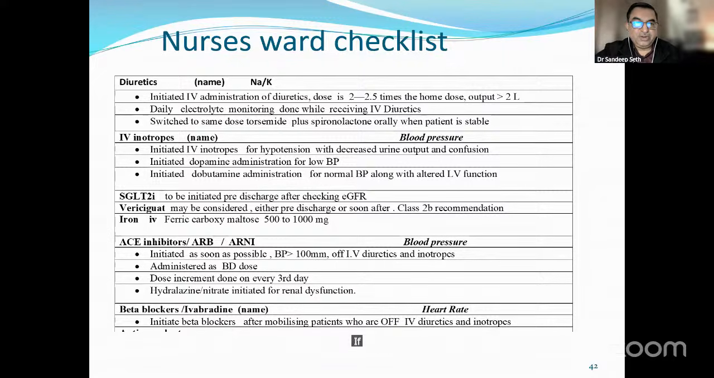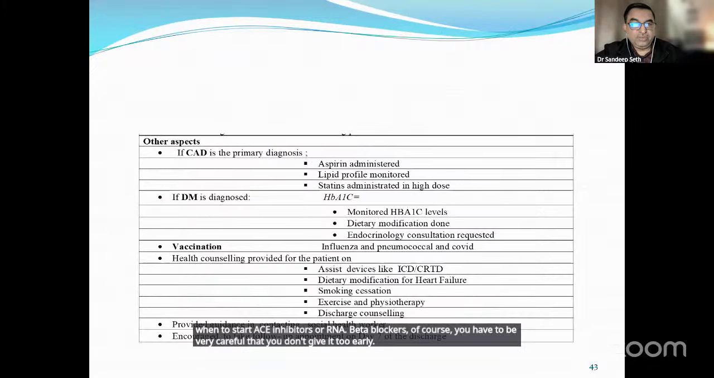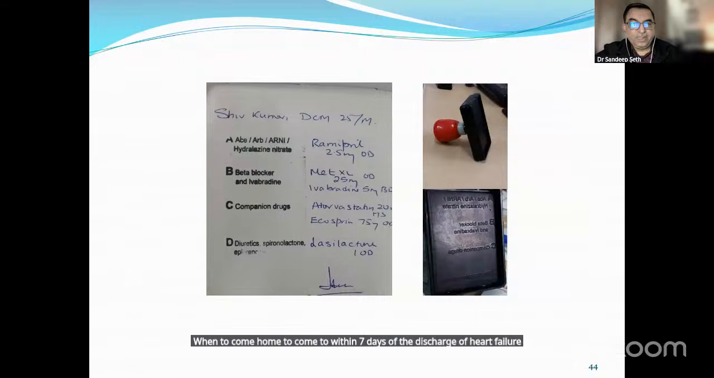If the patient is admitted in the ward with acute heart failure: how do you give the diuretics, when not to give the diuretics, when and when not to give inotropes, SGLT2 inhibitors, very sick, but always remember iron, when to start ACE inhibitors or ARNI. Beta blockers, of course, you have to be very careful that you don't give it too early, but don't forget to give beta blockers, and always treat the other causes, vaccination, and also a discharge appointment. The patient should know when to come, whom to come to within 7 days of the discharge of heart failure.